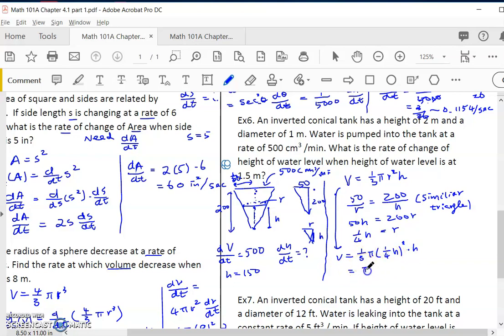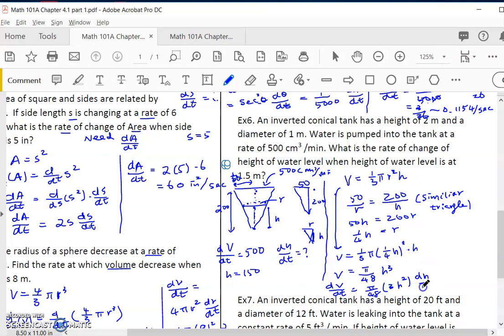16 times 3 is 48. Pi over 48 h cubed. So this is V, relating V and h. And then we do dV/dt, which is very easy to do. It would be pi over 48 times 3h squared. So this derivative is super easy.